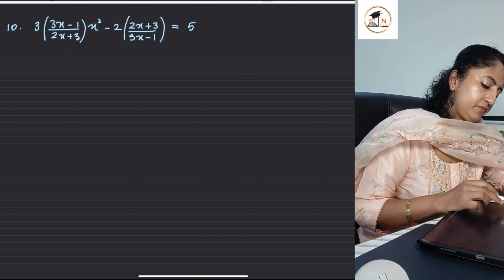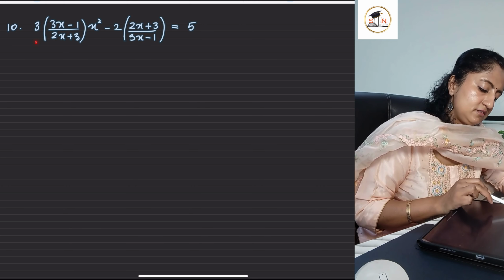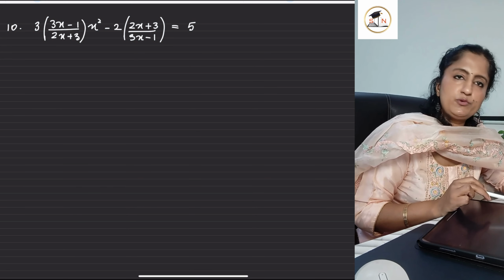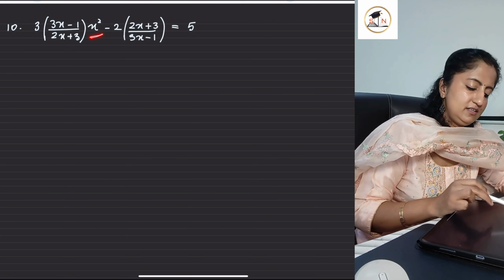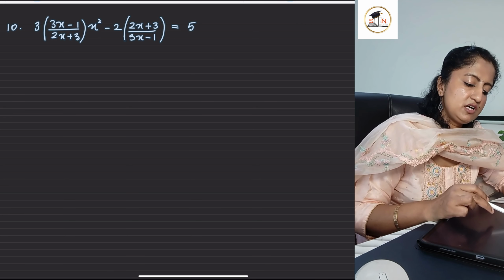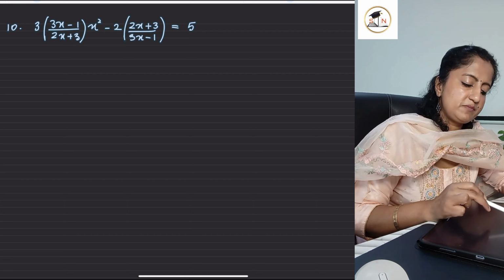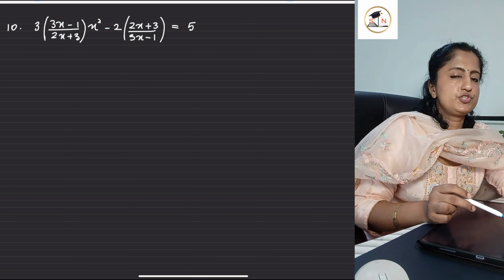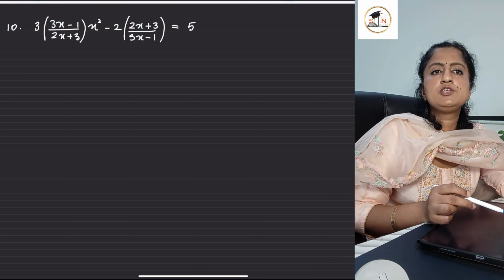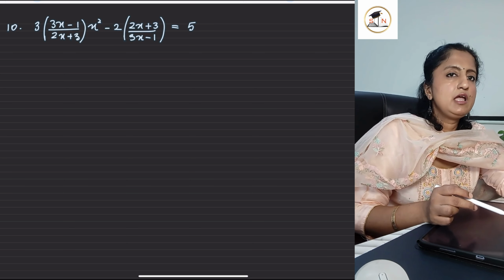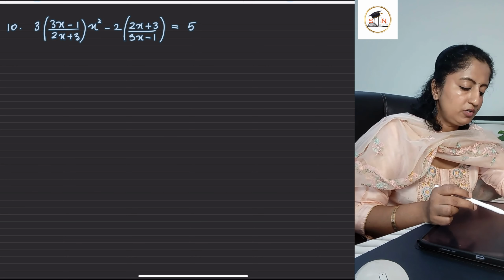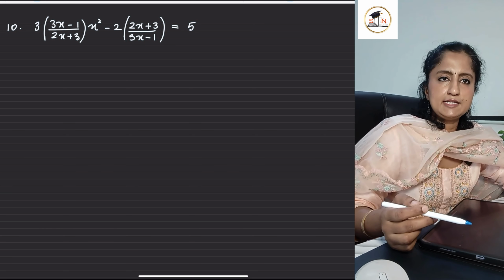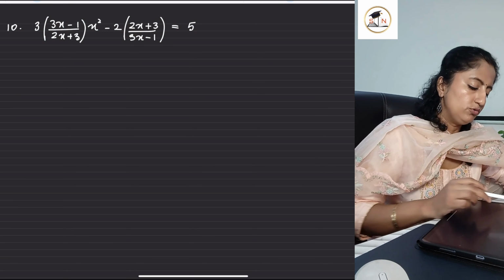What do we have over here? We have 3 times a big kind of expression which is scary: 3x minus 1 over 2x plus 3, and outside minus 2 times 2x plus 3 over 3x minus 1 equals 5. This is quite a big portion which looks scary when you are doing it for the very first time. However, there is such a good trick to handle such portions. A bit longer, but yes, they are very easy to do.